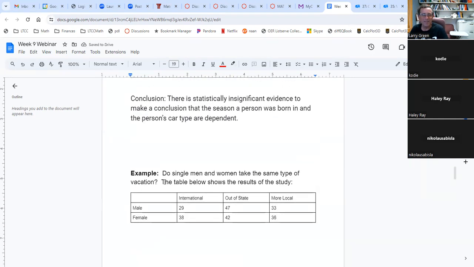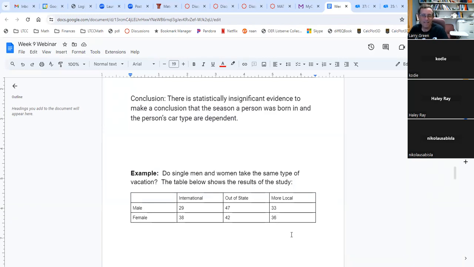And this is: do single men and women take the same type of vacation? The table below shows the results of a study. What we've got here is male and female, and we're going to call the three types of vacation international, out of state, or more local. Okay, so those are the choices.